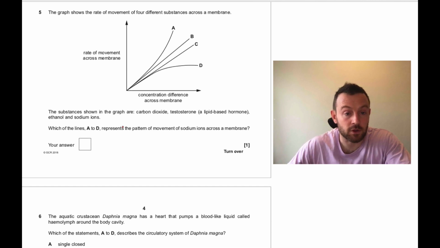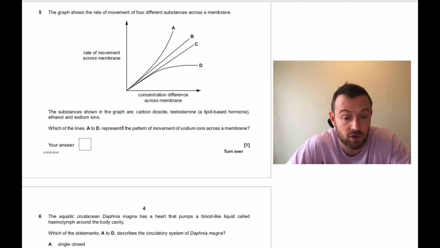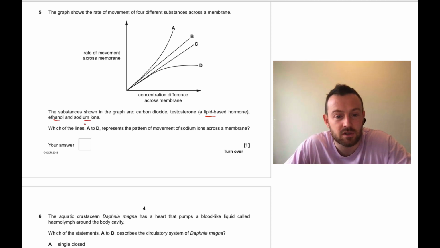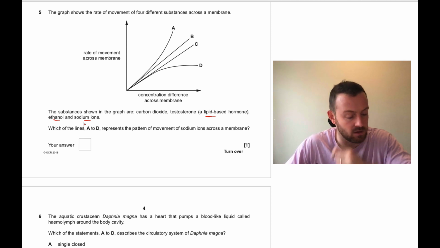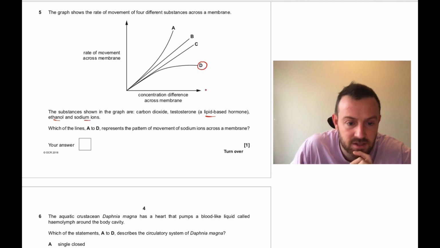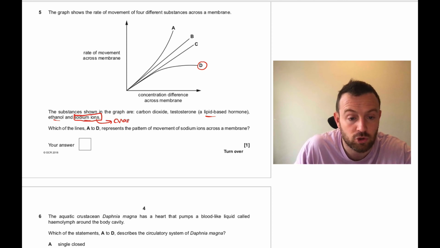5. The graph shows the rate of movement of 4 different substances across a membrane. The substances shown in the graph are carbon dioxide, testosterone, which is a lipid-based hormone, that's key, ethanol, and sodium ions. Which of the patterns A to D represents the pattern of movement of sodium ions across a membrane? And the answer is going to be D, because sodium ions basically do not travel across a membrane unless there is a channel protein, or transport protein.